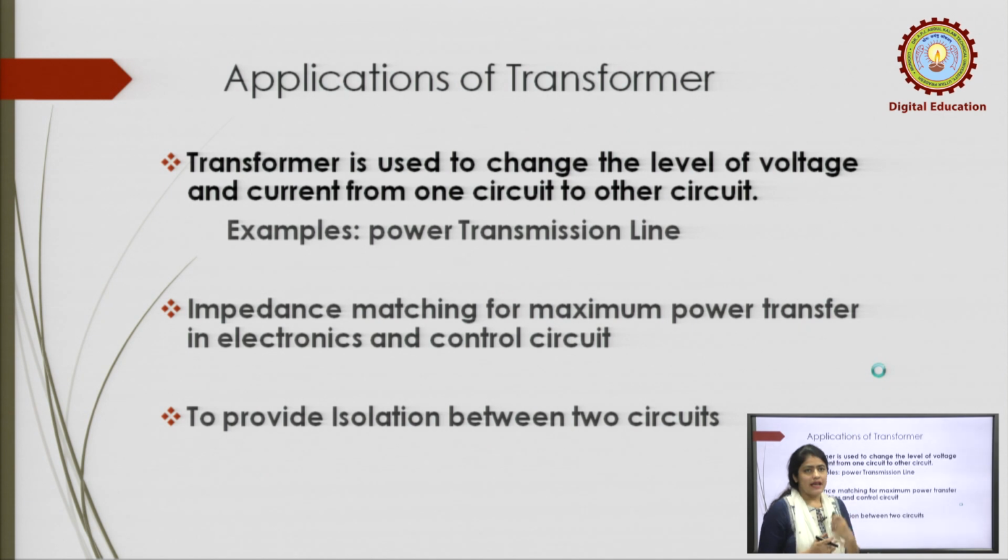The second application of the transformer is impedance matching for maximum power transfer. Third, the transformer is used to isolate two electrical circuits, because if you consider a two winding transformer, there is no electrical connection between them. The two windings are connected through a medium of magnetic circuit.